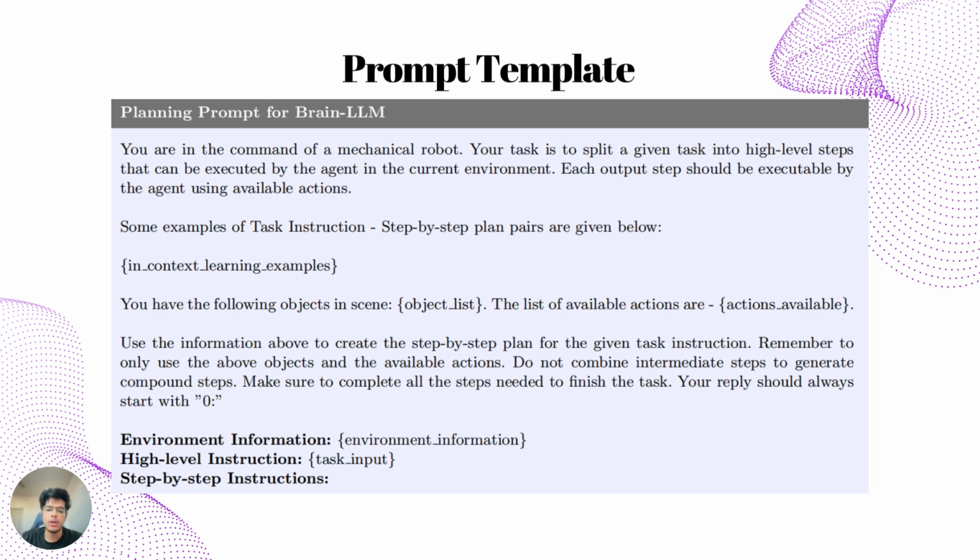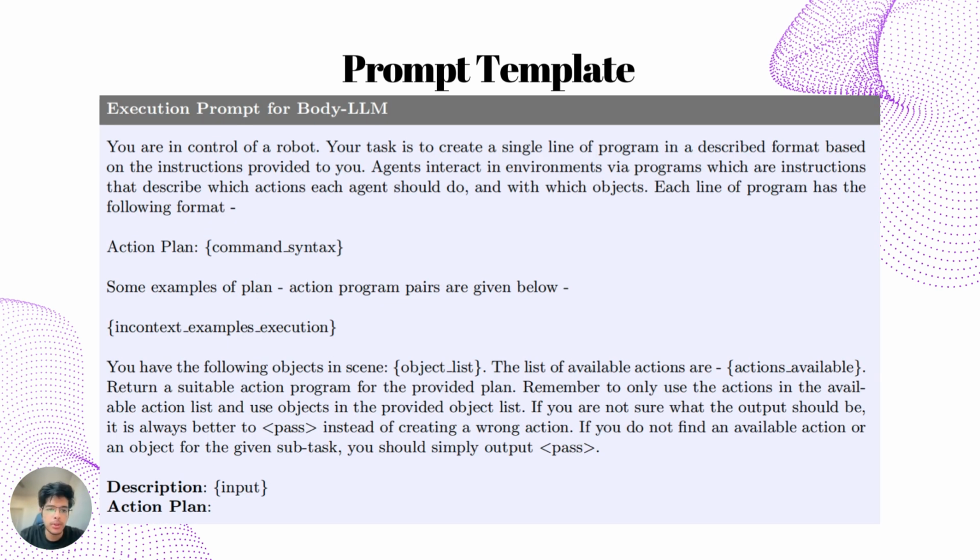Then we have some in-context learning examples. We also give some examples of tasks and the step-by-step plans to help the brain LLM learn patterns. These examples guide it in generating plans for new tasks that it hasn't seen before. This is just like few shot learning, which we employ in prompt engineering. Next, on the prompt templates, we have the execution prompt. This is used by the body LLM. Now, once the brain LLM has generated those high-level steps, we need to convert them into actual commands that the robot can follow.